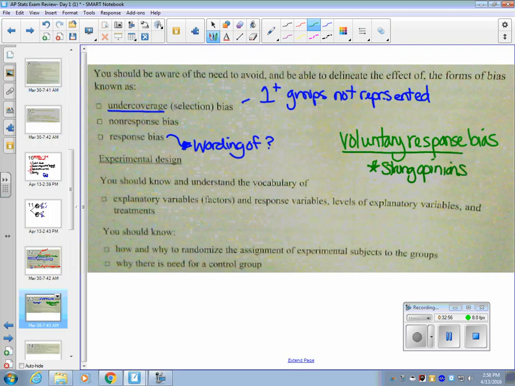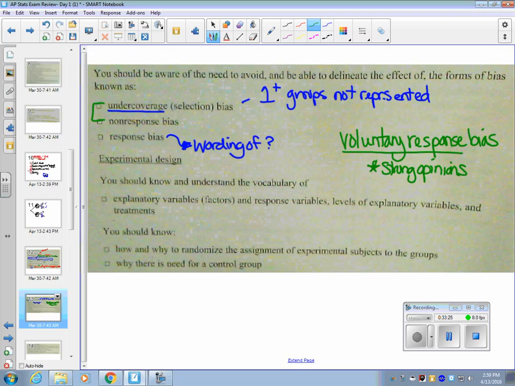What is non-response bias? Yeah, when a whole group of people just don't respond to a question. Okay? Oftentimes these two are kind of related, because if you have non-response bias, isn't it going to be undercoverage too? Right? So they kind of go hand in hand. But non-response is when a whole group doesn't respond to a question.